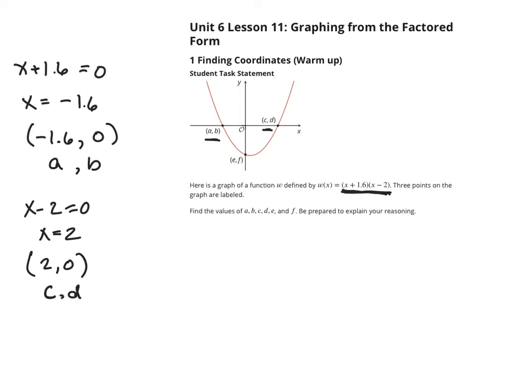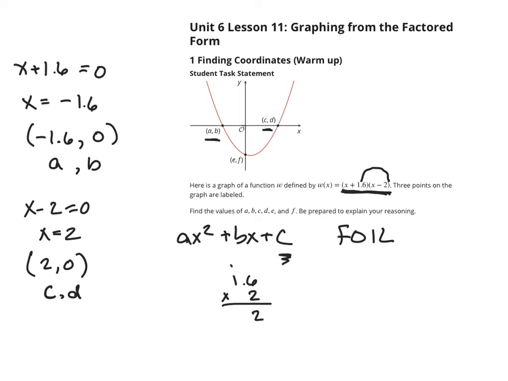Now, how about the y-intercept? We know the y-intercept is the constant of standard form, ax squared plus bx plus c. And I get that constant by foiling the last two terms, last times last. 1.6 times negative 2 is negative 3.2. Now I get that negative 3.2. It's a constant when x equals 0. So 0 comma negative 3.2 is going to be my e and my f term.